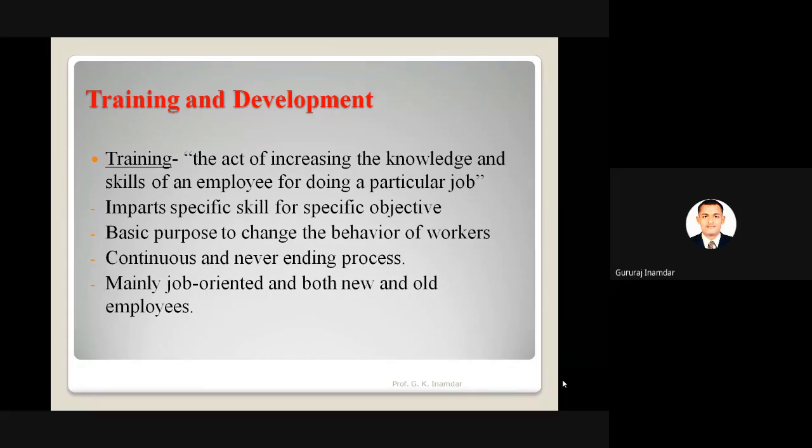Now training is always continuous. Okay, why? Because every person is continuously learning. म्हणजे जन्माला आलेलं मूल आणि एक मेलेलं म्हातारं हे जर्नीमध्ये शेवटपर्यंत विद्यार्थीच असतो, म्हणजे माणूस हा मरेपर्यंत विद्यार्थीच असतो. So we can say that training is a continuous and never ending process.